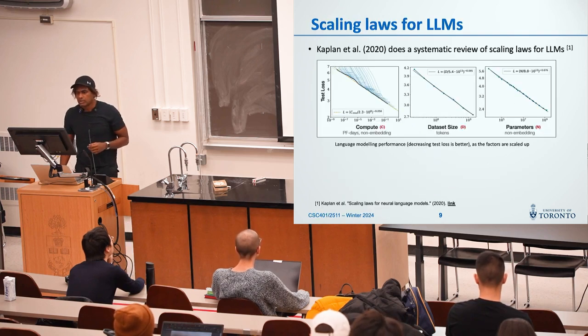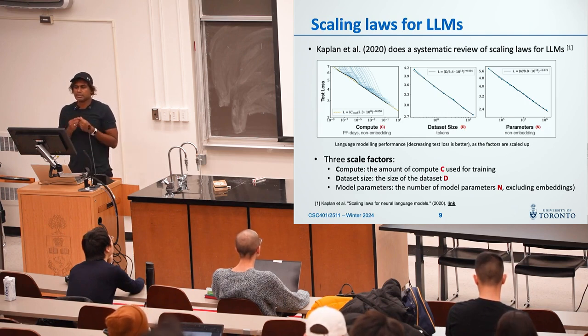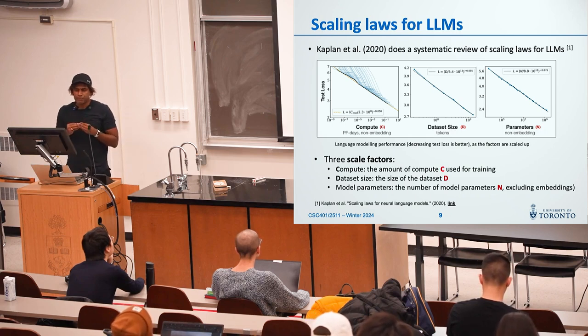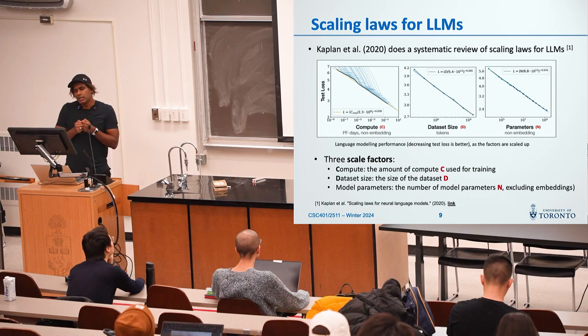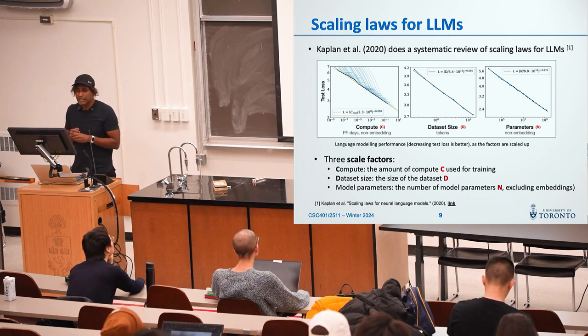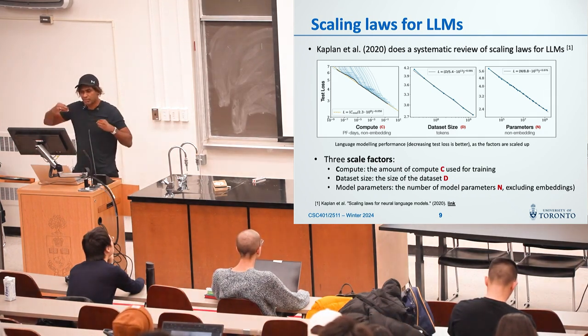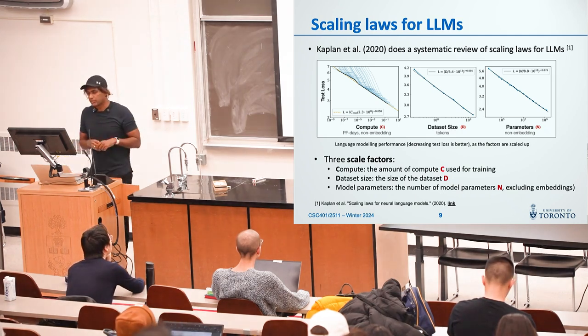Okay, so this paper, Kaplan in 2020, did a systematic review of scaling laws of LLMs. Essentially they say that the three scale factors are compute, denoted by C, the amount of compute used for training; dataset size, denoted by D; and model parameters, denoted by N, which we've been focusing on. Larger means a larger number of model parameters, excluding any embeddings.